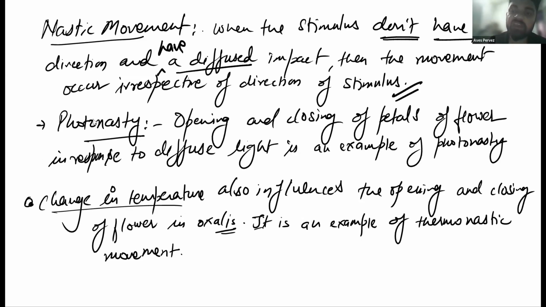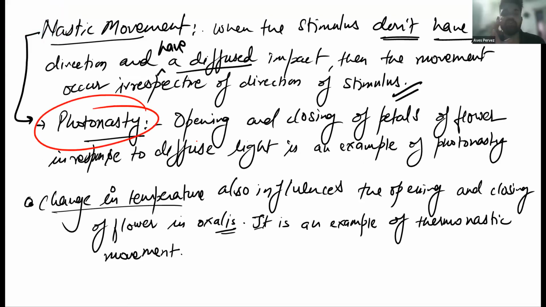Okay. So in tropic movement, we have geotropism, phototropism, hydrotropism, chemotropism. Similarly, there are types of nastic movement. First is photonastic movement. What is photo? Photo means light.